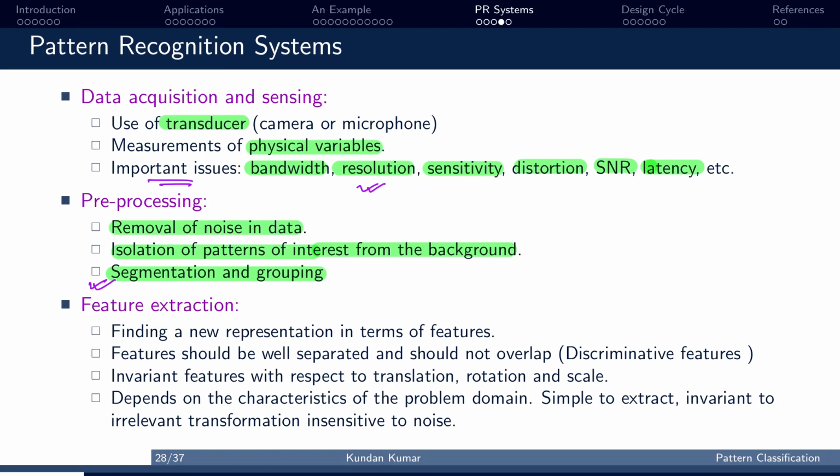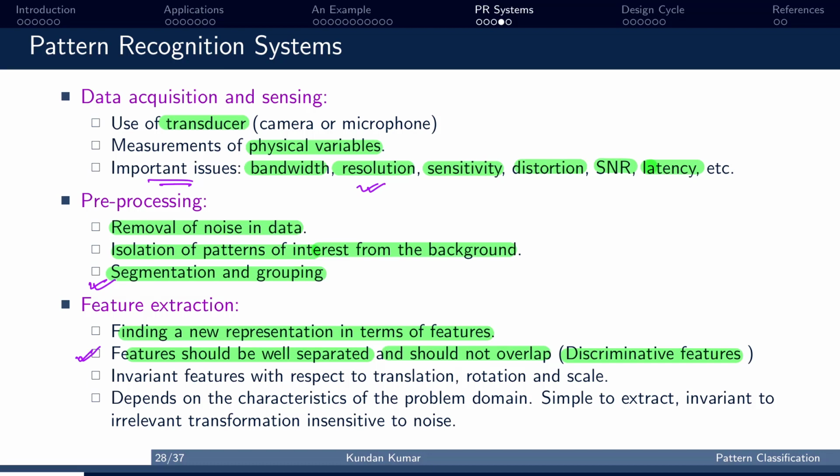The features are a new representation of the data. That means whatever data we have collected will be the same, but the feature is a kind of new representation of the data. Features should be well separated and should not overlap. That is basically the discriminative nature of the features, so this is very important.